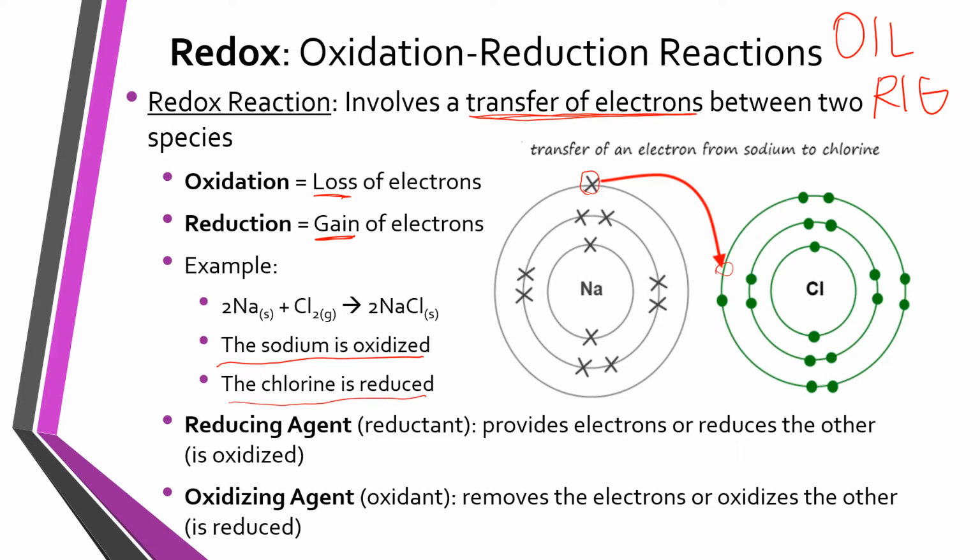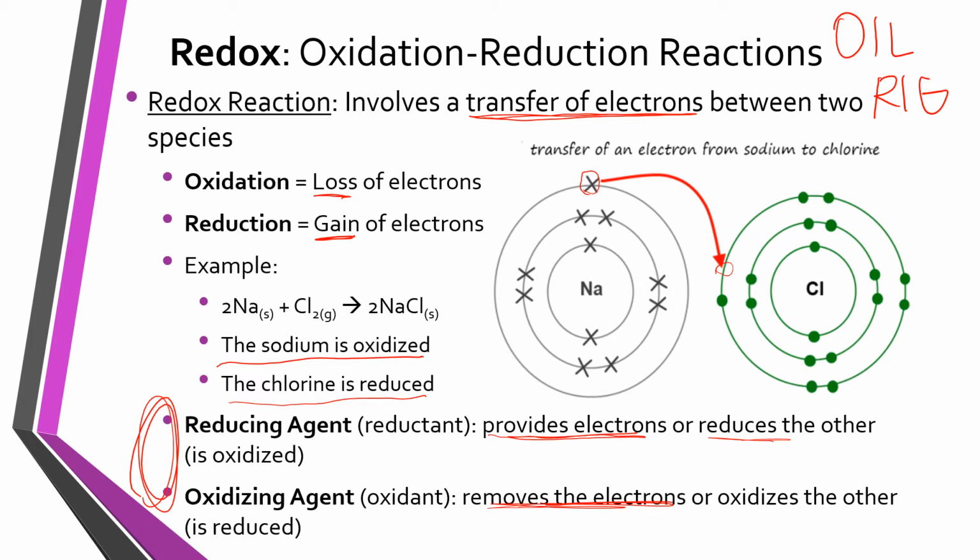Now, this is something where this terminology gets confusing. Something is the reducing agent, also known as the reductant, when it provides electrons or reduces something else. So in order to provide electrons for something, it itself is going to lose them. So it is being oxidized, while the oxidizing agent is the thing removing the electrons. So if it is removing electrons from something, it itself is gaining them, so it is reduced. So losing electrons is oxidation, gaining electrons is reduction.